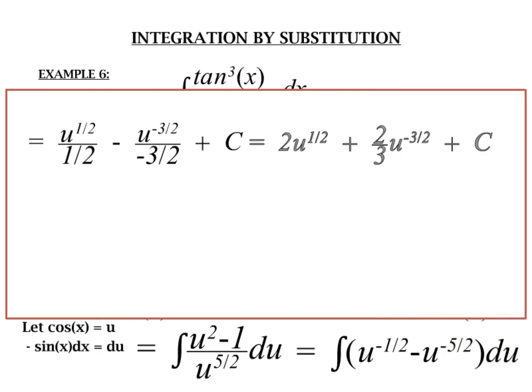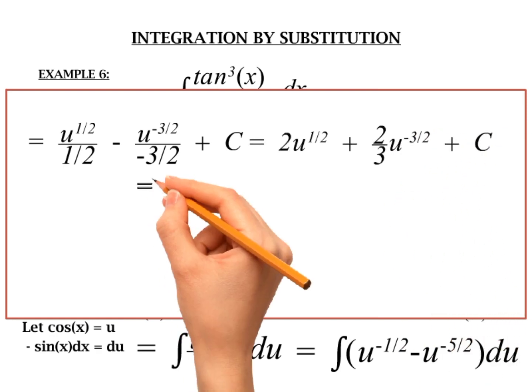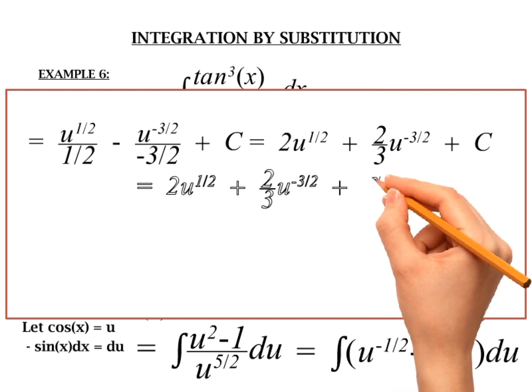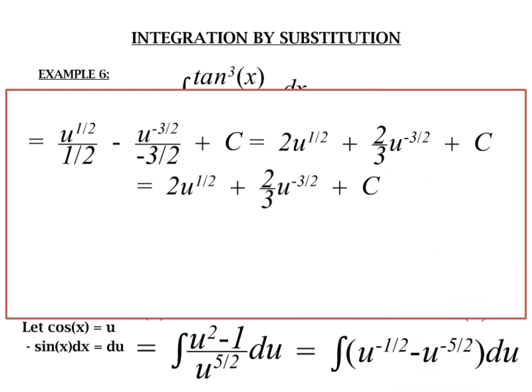And we arrive at 2u raised to the power of 1 over 2 plus 2 over 3 u raised to the power of minus 3 over 2 plus c.